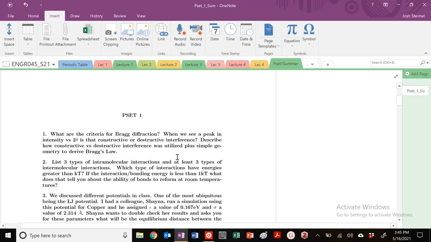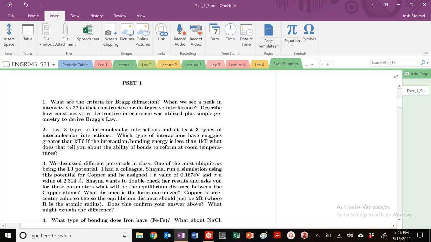We're going to go through Pset 1 solutions. So, what are the criteria for Bragg diffraction? We need to have a regularly spaced array of obstacles or particles, basically an ordered array of obstacles that have some periodic spacing. So, that's our first criterion.